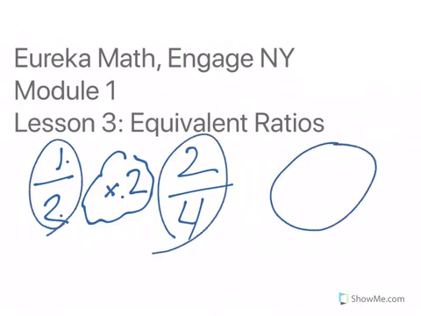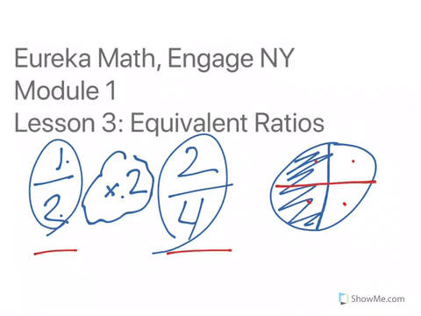If you take that shape, you can use any shape. We'll use a circle. We have 1 out of 2 pieces shaded in. Well, we cut that into 4 pieces. Now we have 1, 2 out of 4 pieces shaded in. So 1/2 and 2/4 are equivalent.